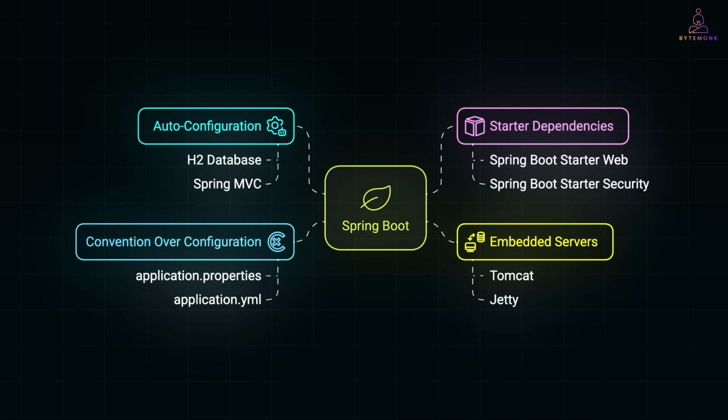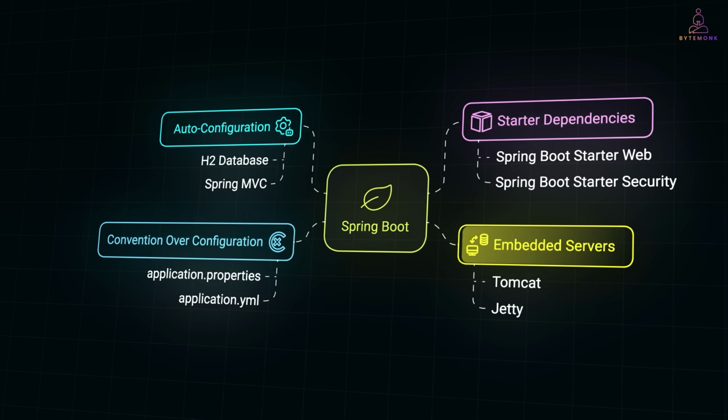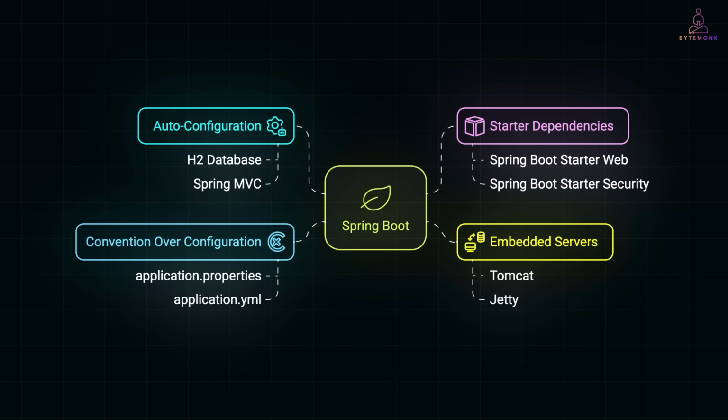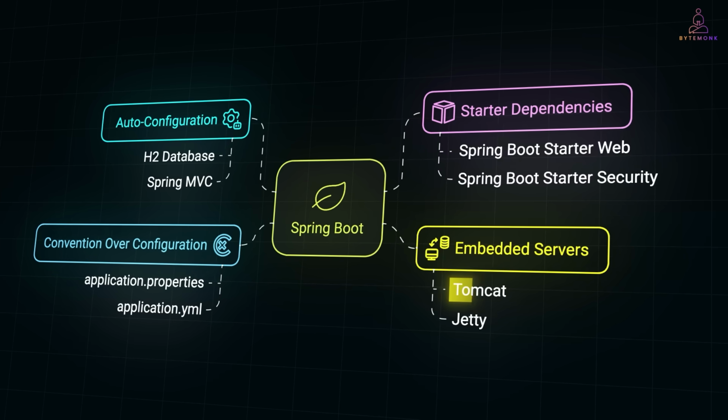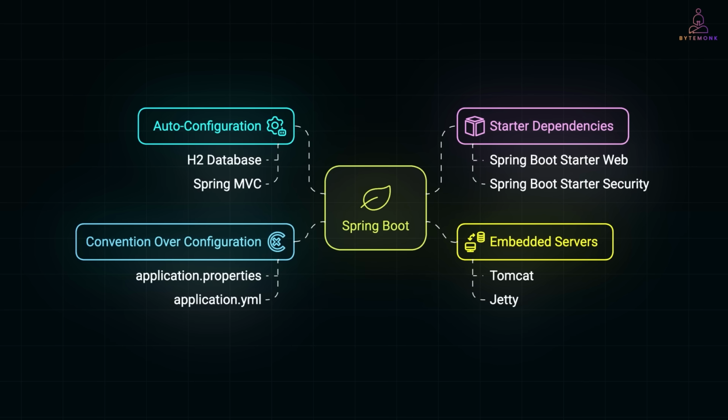And here is something that makes your life a lot easier: embedded servers. With Spring Boot, your application runs as a standalone Java app. No need to deploy an external Tomcat or Jetty. Just run java -jar and your app is live on port 8080. It bundles the server inside your app, making it super portable and cloud ready. Great for microservices and container-based deployments.